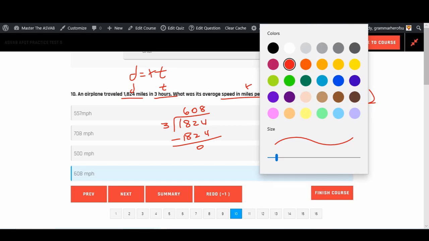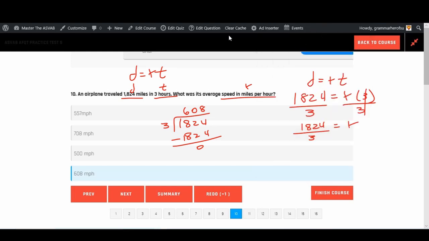If you couldn't see that right away, and the more you practice long division, the easier it's going to be to see instances in which you can do mental math to save yourself some time. Let's work it out the old-fashioned way. 3's too big to go into 1. 3 goes into 18 6 times. 3 times 6 is 18. Subtract, 18 minus 18 is 0. Drop down this 2. Drop down this 4.